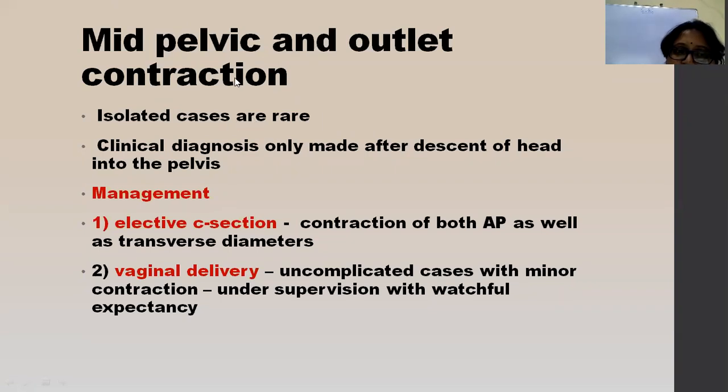Isolated cases of mid-pelvic or outlet contraction are rare. We have seen that contraction is mainly only at the brim. And mid-pelvic or outlet contractions are also usually associated with contraction at the brim. Now, how will you clinically diagnose, since there is no contraction at the brim, in case it is an isolated case?